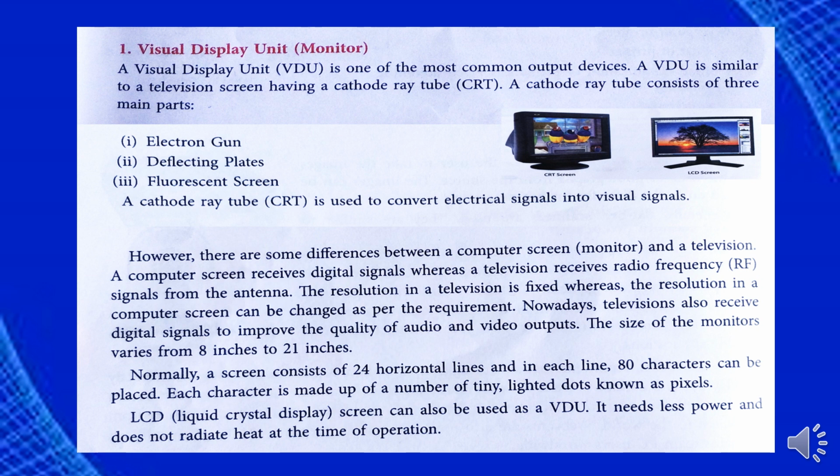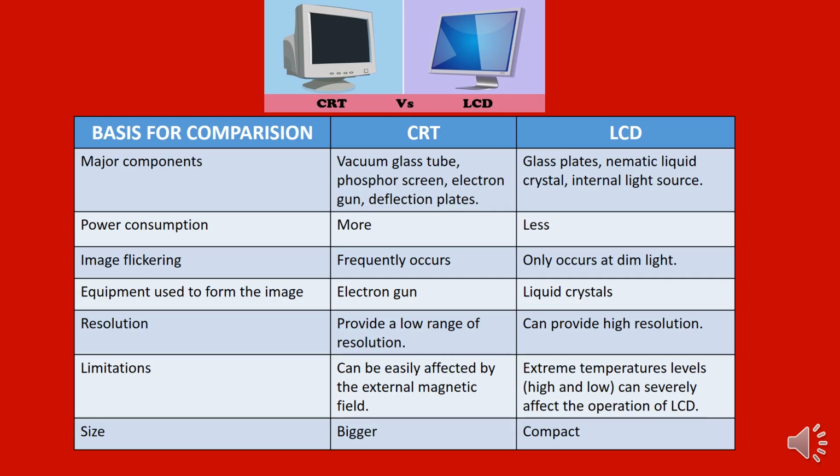LCD is a screen which is also called a visual display unit. It needs less power and does not radiate heat at the time of operation. Now LCD is the superior form of CRT monitor. After LCD, nowadays there is also what is called LED. These are LED monitors.